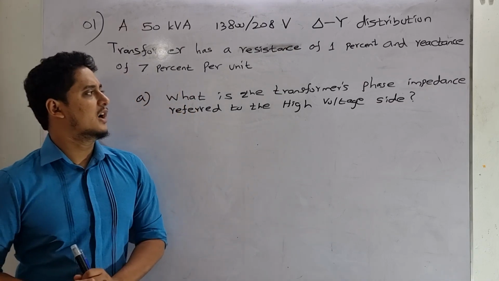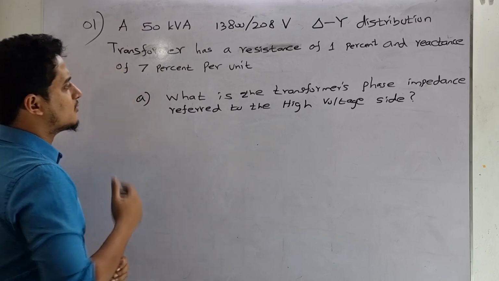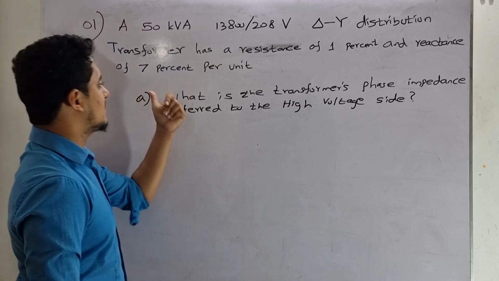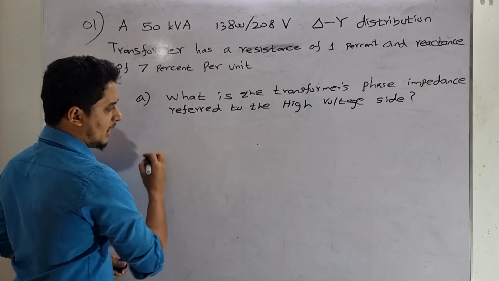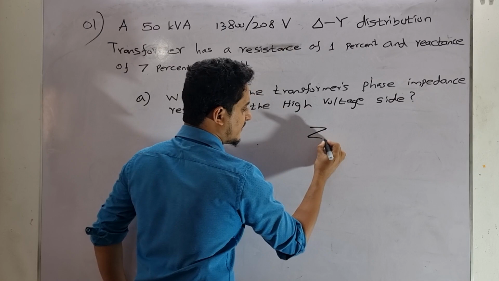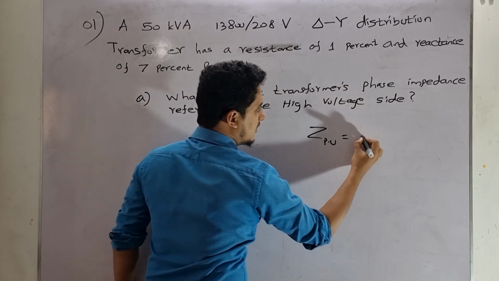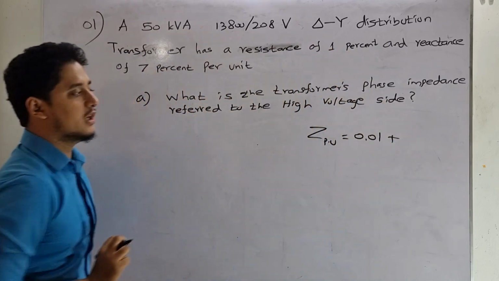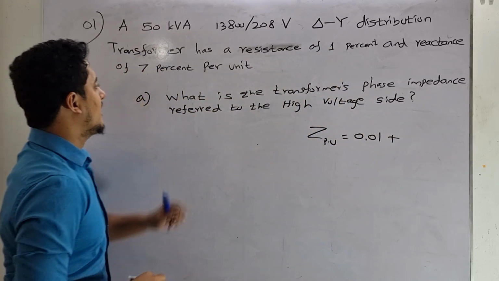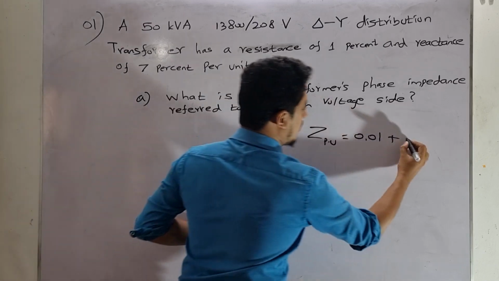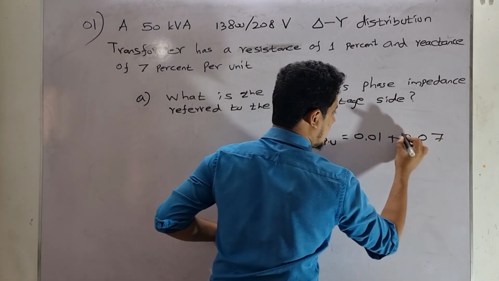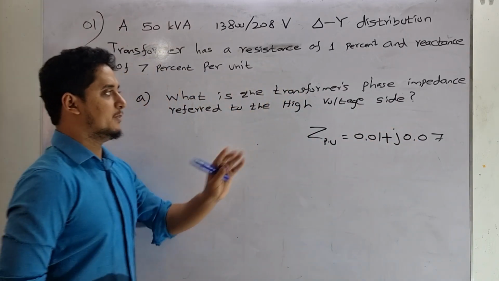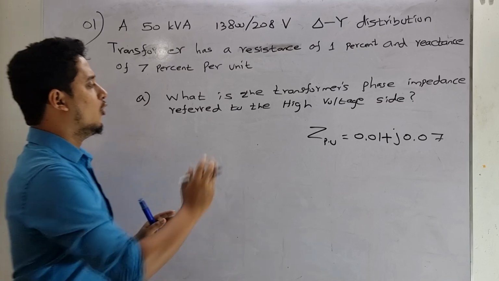First, we know this transformer has a per unit impedance of 1% and 7%. So the per unit resistance is 1%, so 0.01, and the reactance is 7%, so 0.07. So this is the per unit impedance. The first question is about the high voltage side.